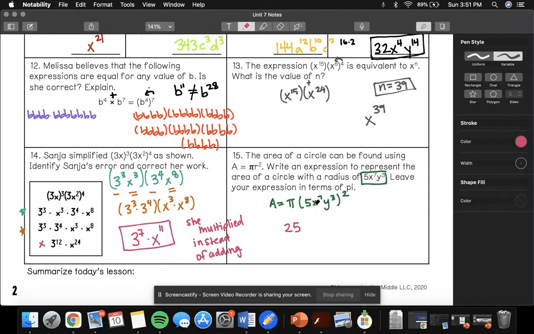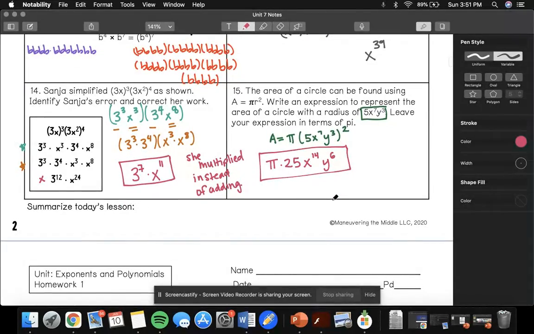Okay, then we have x to the 7th twice, so that would be x to the 14th. Then we have y to the 3rd twice, which would be y to the 6th. So this is the radius squared. Then we just have the pi symbol. So you could put it out in front, you could put it out behind, but the area would just be written as pi 25x to the 14th, y to the 6th.